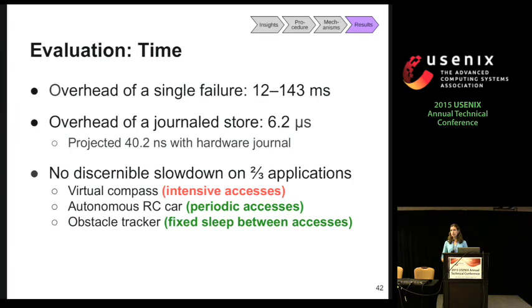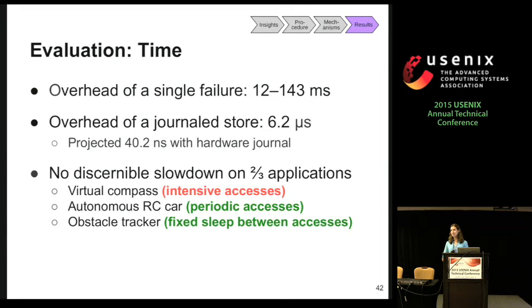In terms of time, it took from 12 to 143 milliseconds to recover from a failure. This involves all 3 of the steps, so the rollback, the recovery of the peripheral, and the re-execution process, which is what accounts for such big variance there, because the recover function could vary from application to application, and also the actual re-execution amount depends on how long it took to actually recognize that there was in fact a failure.